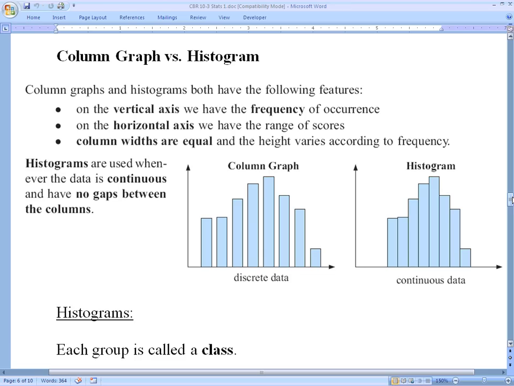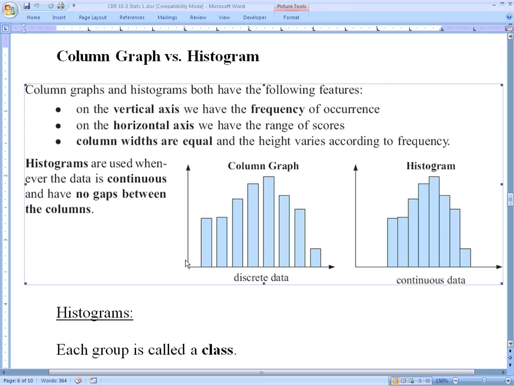Now, I can probably find many examples that don't follow these rules, even on IB tests, but in general, both of these should have horizontal and vertical axes. The vertical axis for both of these is always going to represent frequency. So it tells us how many we had. On the horizontal axis, we're always talking about our data.